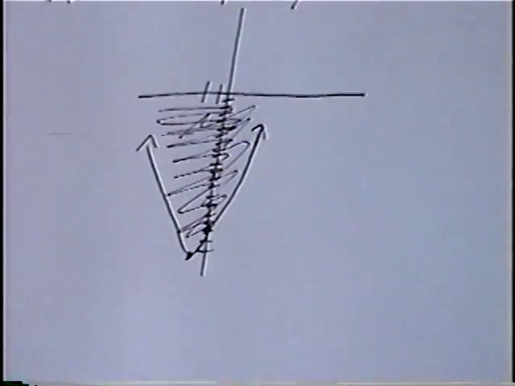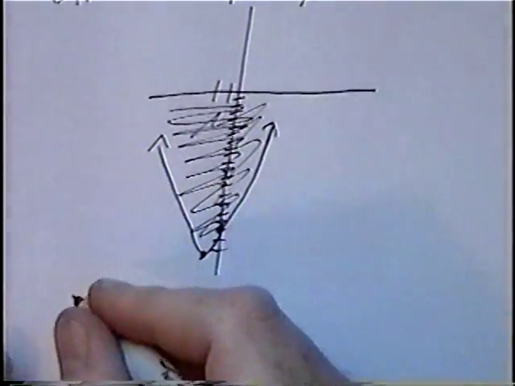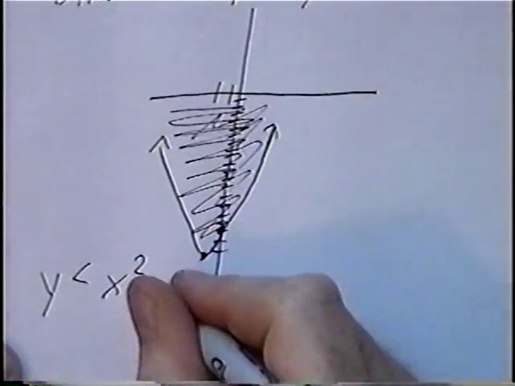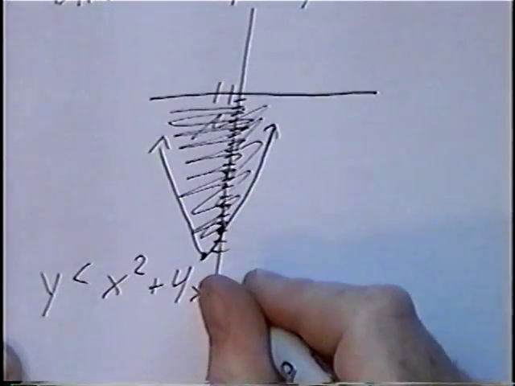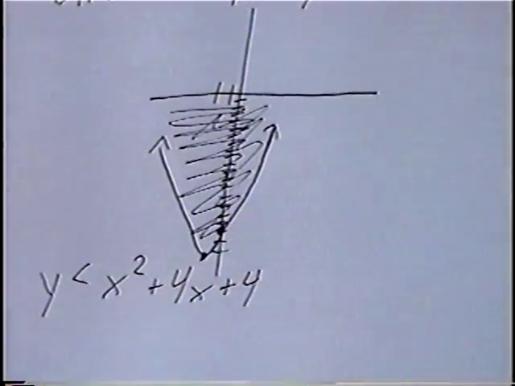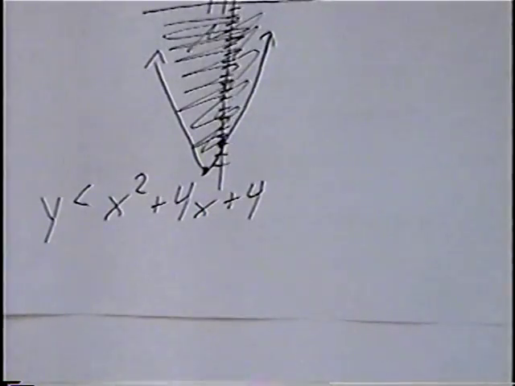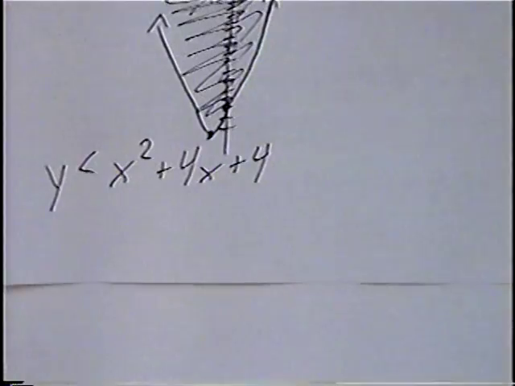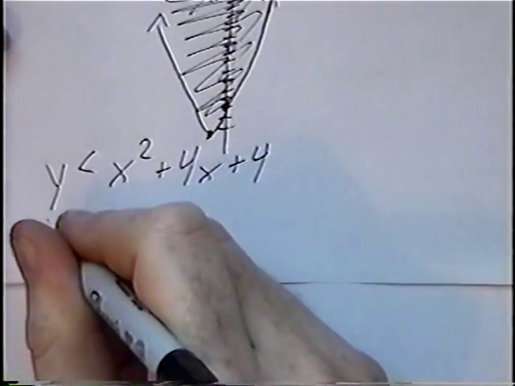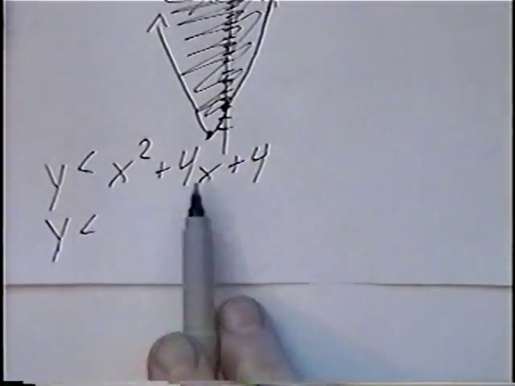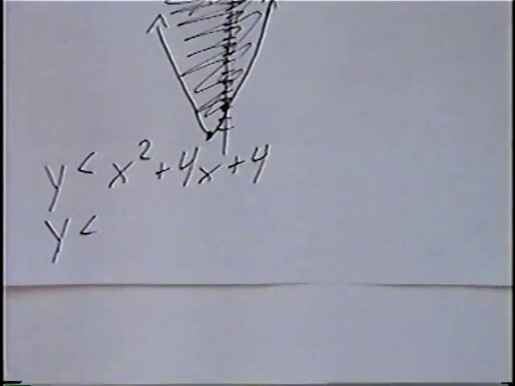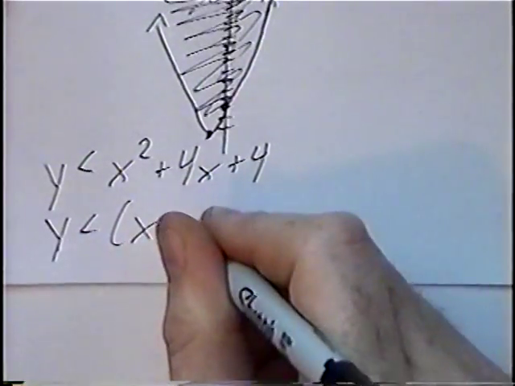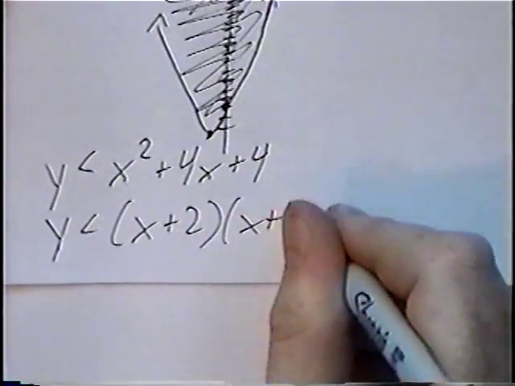Second question, and last question for the section, is y is less than x squared plus 4x plus 4. Again, there are several ways to graph this quadratic equation. One method we could use is factor. If we factor this equation, x squared plus 4x plus 4, the two numbers that multiply to get 4 and add to get 4 would be x plus 2 and x plus 2.